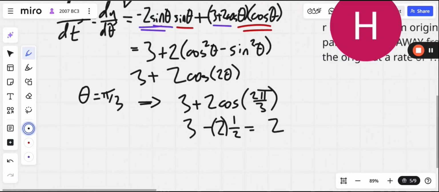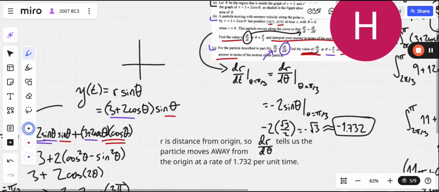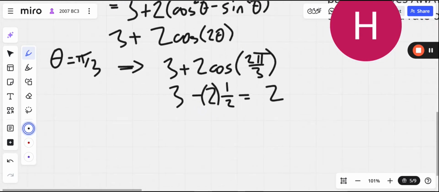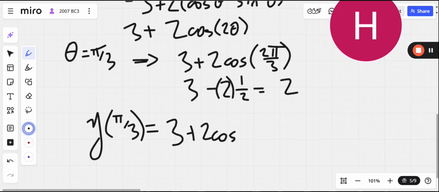That means that y is going up. It's increasing, but we don't know where it is technically. Let's see where it actually is at pi over 3. Let's get y of pi over 3. That's just going to be 3 plus 2 cosine of pi over 3, and then all of that is times sine of pi over 3.